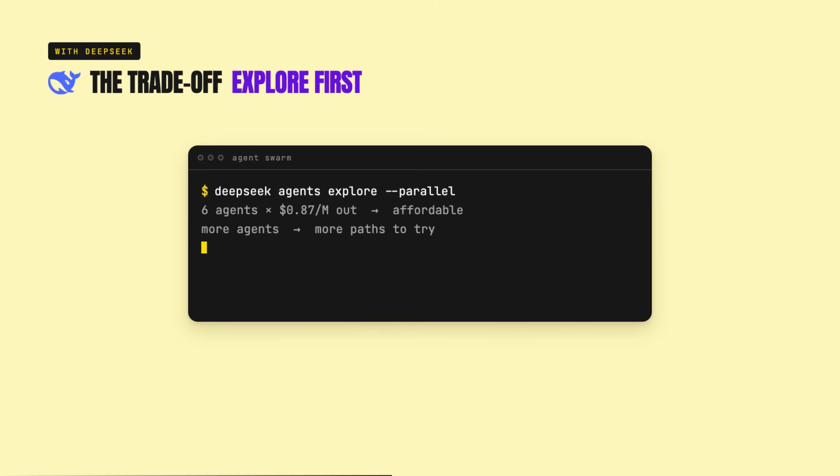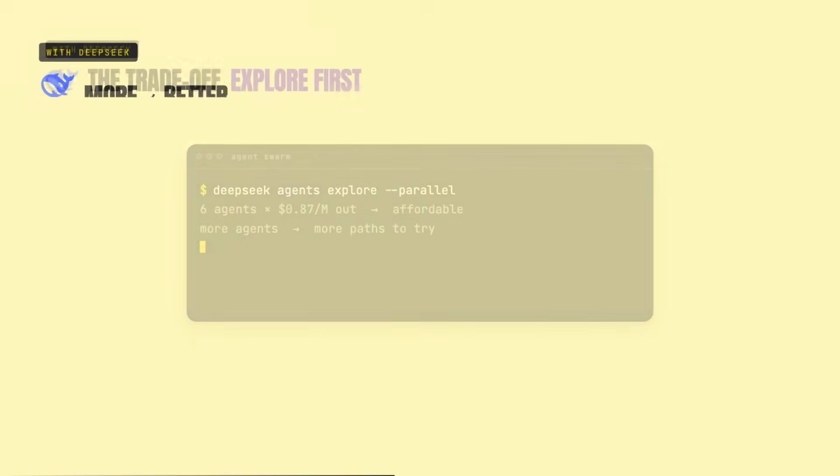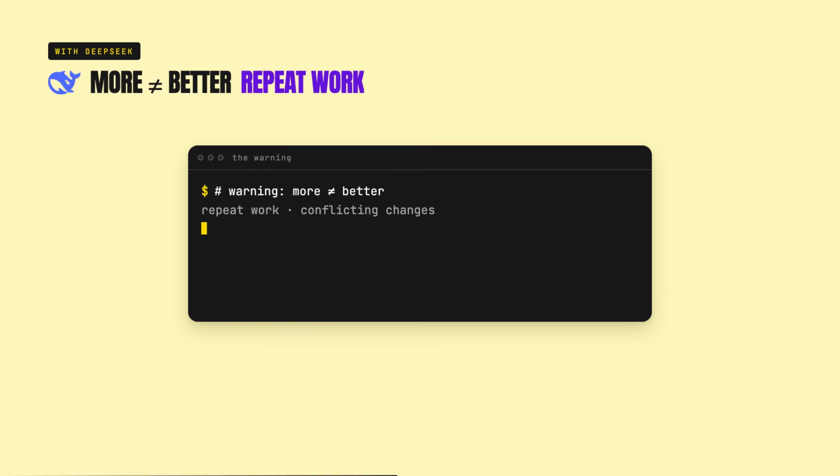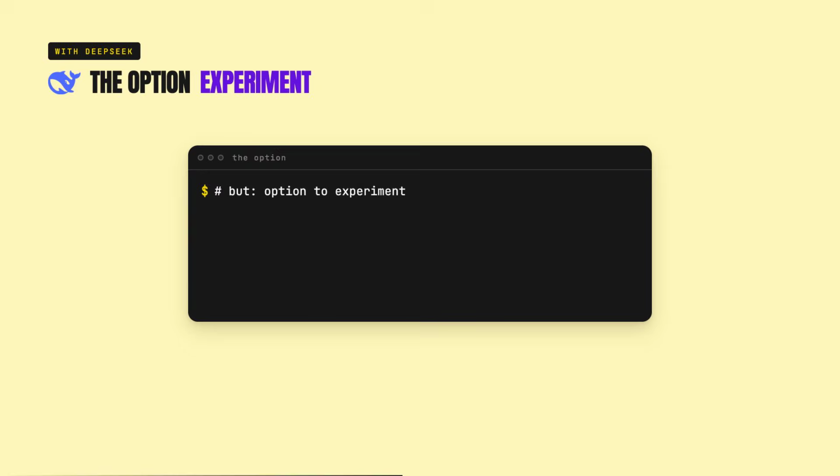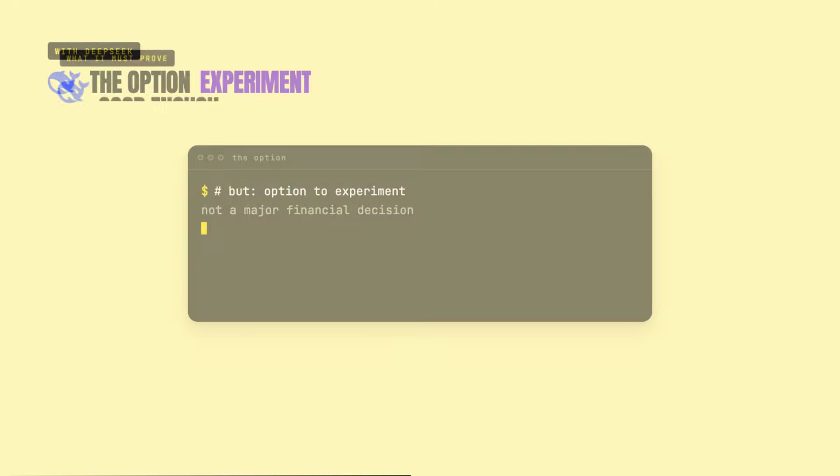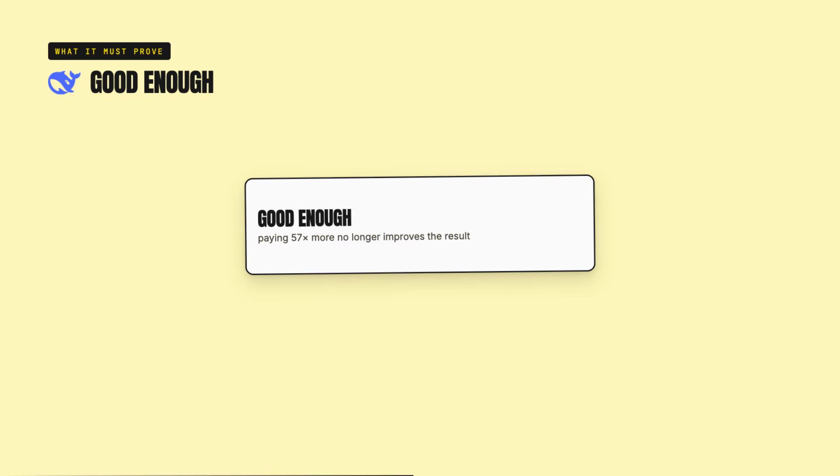More agents do not automatically produce better software. They can repeat work, make conflicting changes, or create more output for you to review. But a lower token price gives you the option to experiment without treating every additional agent as a major financial decision. That changes what DeepSeek has to prove. V4 Pro does not need to beat Fable on every benchmark. It only needs to be good enough that paying 57 times more no longer improves the final result.